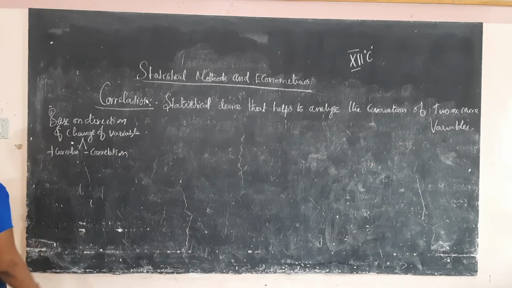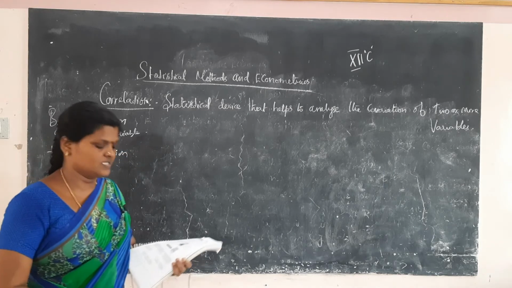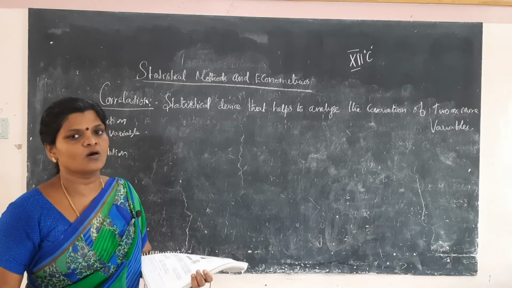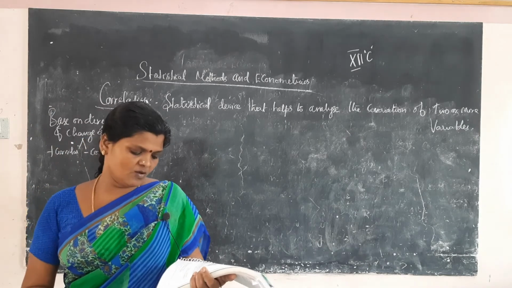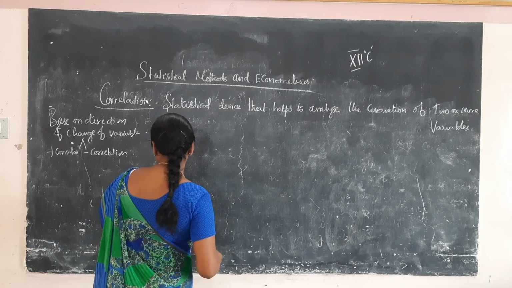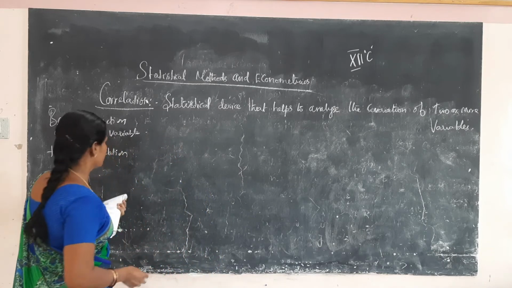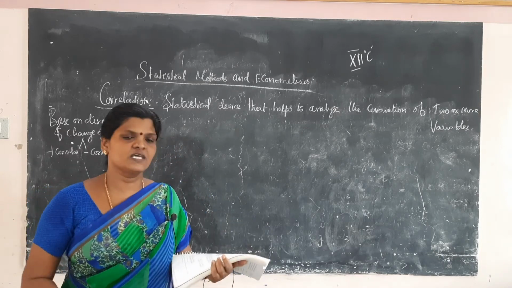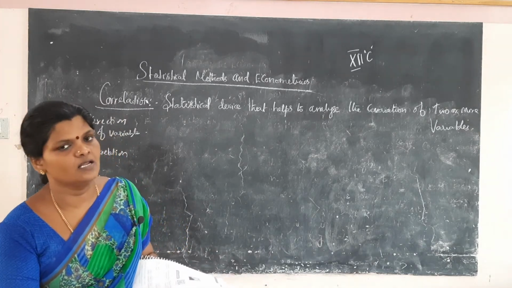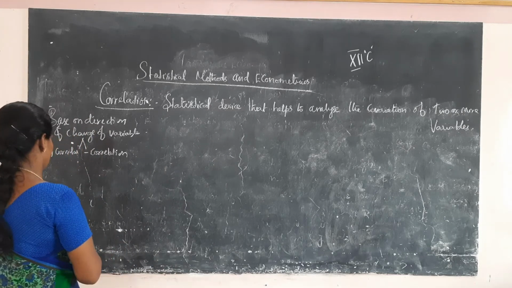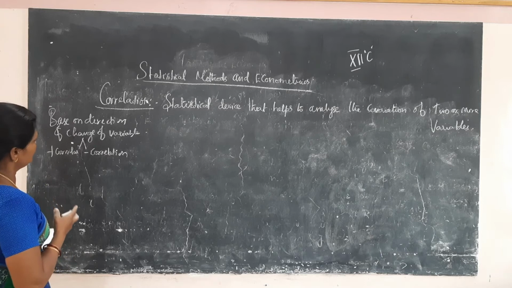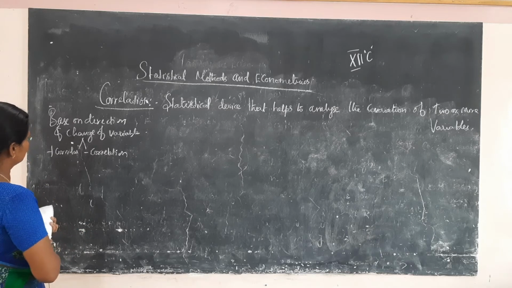Second one is based upon the number of variables, and it is the simple correlation, multiple correlation, and also the partial correlation. After that, third one is based upon the constancy of the ratio of change between the variables, and it is also divided into linear and non-linear correlation.